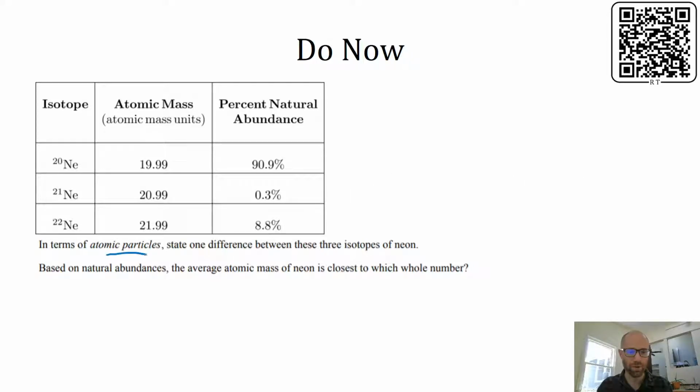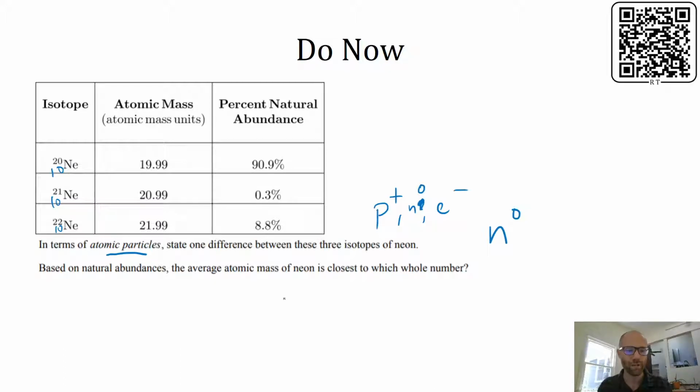Looking at atomic particles, we know our atomic particle options are protons, neutrons, and electrons. If we're saying one difference between these isotopes of neon, notice that we have the top numbers. We know the bottom numbers to be 10 from our periodic table. Obviously, they're all number 10, the same number of protons. We're talking about atoms. They're electrically neutral, same number of electrons. So the only reason why we'd see a difference is that there is a different number of neutrons in each of the isotopes. There's 10 in neon 20, 11 in neon 21, and 12 in neon 22.